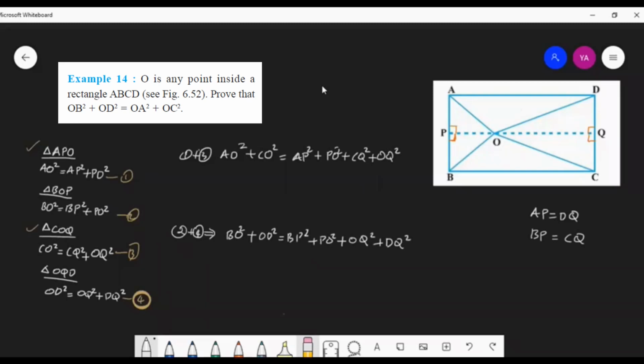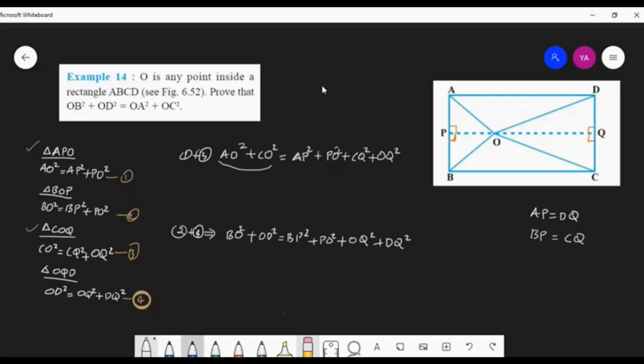Okay, look here, by substituting, if we prove that these two are equal, then we reached the result, right? Here the LHS of the first one is AO square plus CO square, and in the second equation BO square plus OD square, that is the same. So you want to prove these RHS are the same. That's enough. So look here, we can substitute these values.